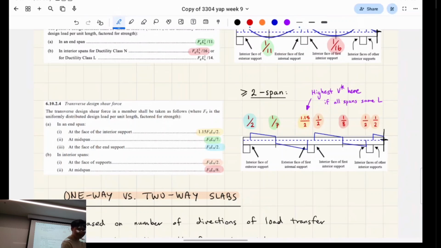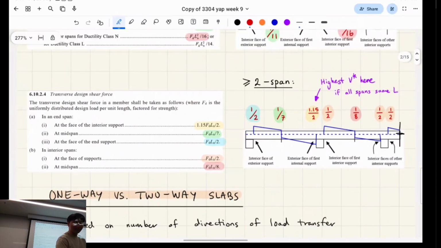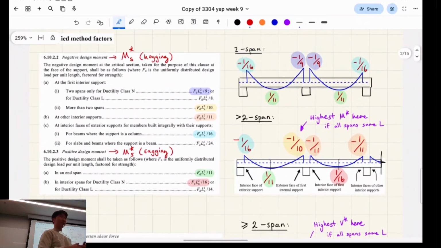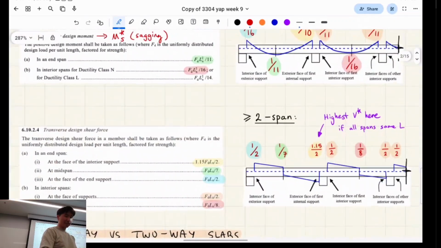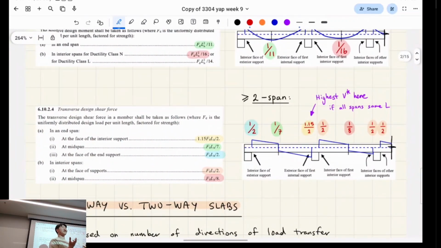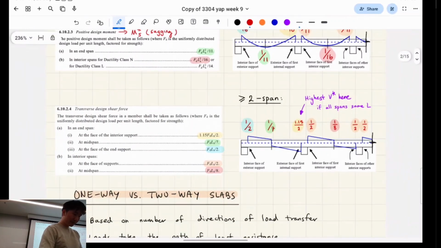Sorry, first. Yes, first. But this shear force formula doesn't change depending on whether you have two spans or more than two spans. This is anytime you have a continuous beam, and the continuous beam can't have one span because then it would be simply supported. Make sense? Cool.